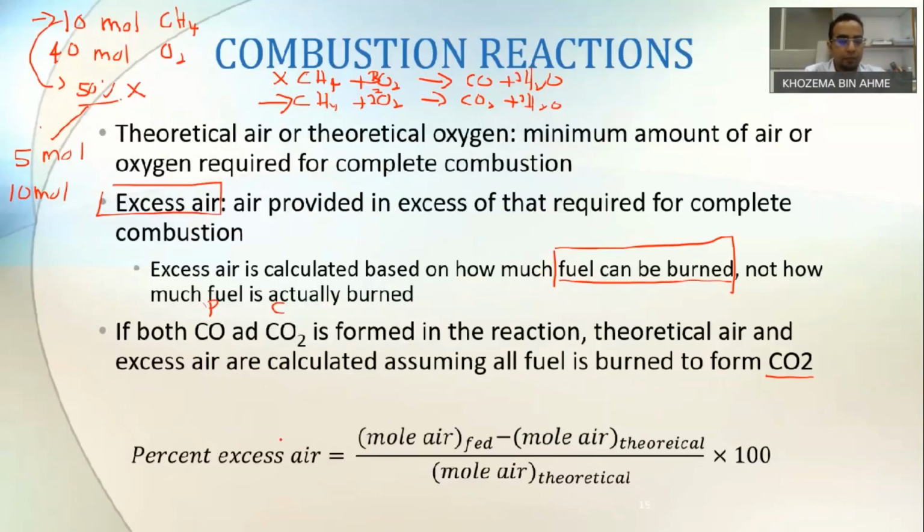And the equation to calculate percent of excess air is mole of air that is actually fed. So this is the thing that we want to find. Okay, how much mole of air is fed? Because if you find how much mole of air is fed, then we can find how much oxygen is fed. Minus mole of air theoretical. So this can be calculated based on our stoichiometry, divided by our mole of theoretical times 100. So this is the formula to calculate percent of excess air.